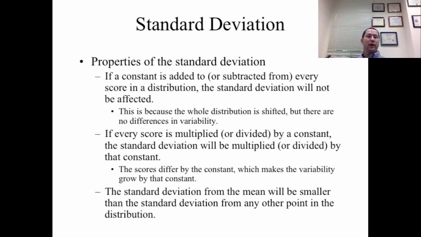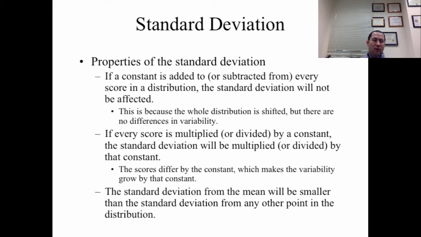Why? Because we're looking at spread of scores. All we did was shift the whole distribution up. So that's important. Okay. And the next thing is, if every score is multiplied or divided by a constant, the standard deviation will be multiplied or divided by that constant, which is consistent with what we said with the mean.